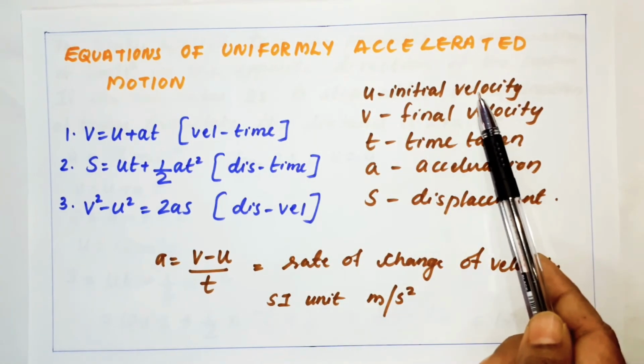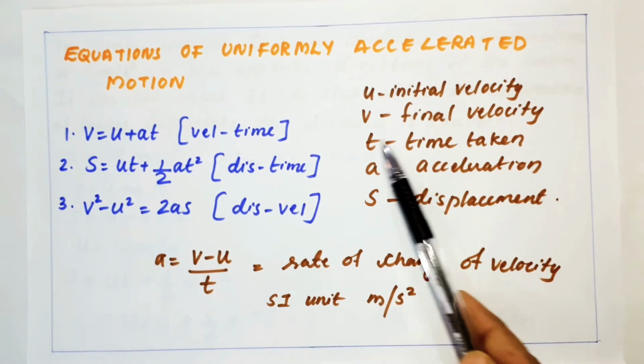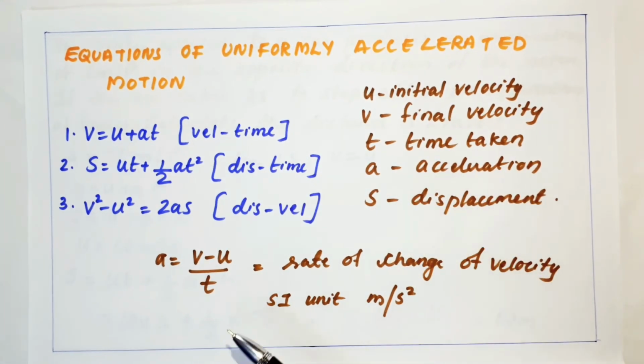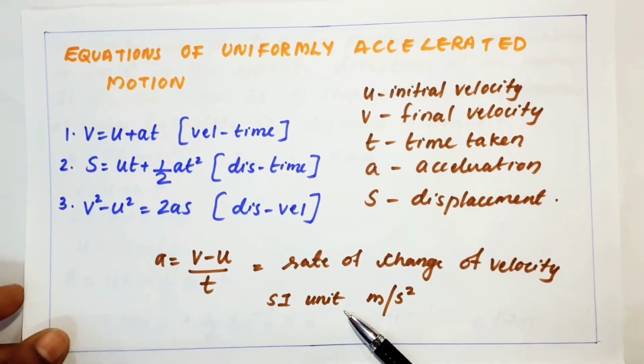U is the initial velocity, V is the final velocity, T is the time taken, A is the acceleration, S is the displacement. I can write A equals V minus U by T. And remember, the rate of change of velocity is termed acceleration and its SI unit is meter per second square.